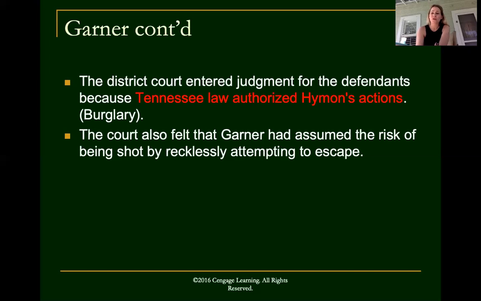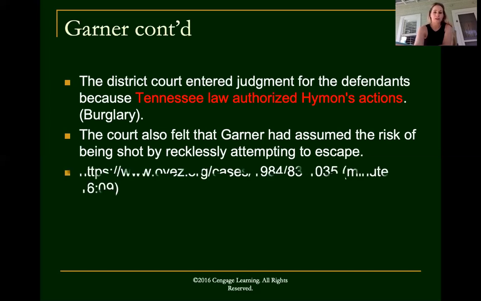So also the court said that Garner, he faced the risk. He knew that if he committed that act that he could be caught, and if he could be caught, he could be shot by officers if he resisted. So they deemed it acceptable, okay?